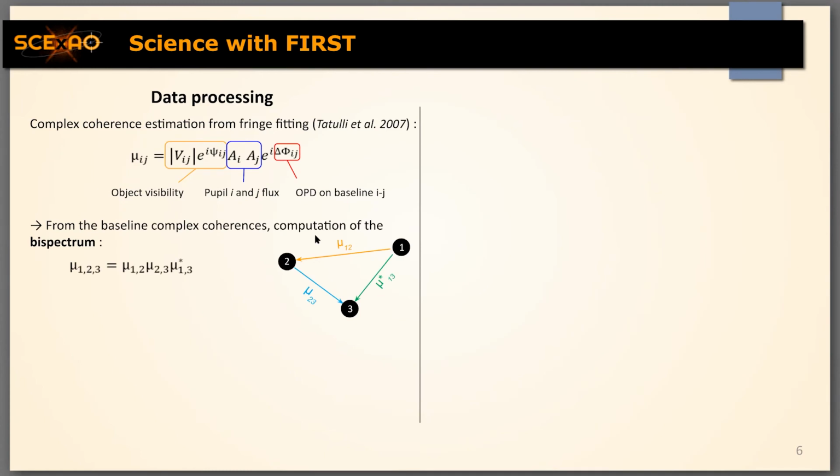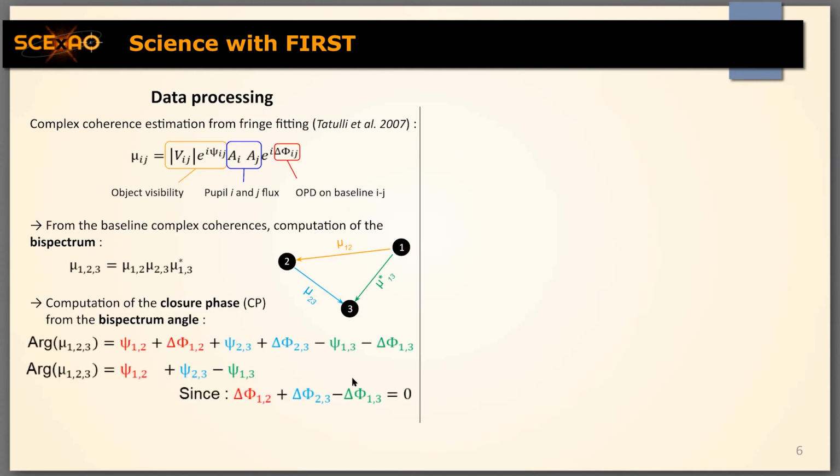So when doing science, actually the baselines are processed 3 by 3 in triangles. The goal of that is to have the phase terms cancel out. And this is exactly why sparse aperture masking was introduced, so that when doing the scientific data reduction, we don't have to care about turbulence or instrumental optical path differences.